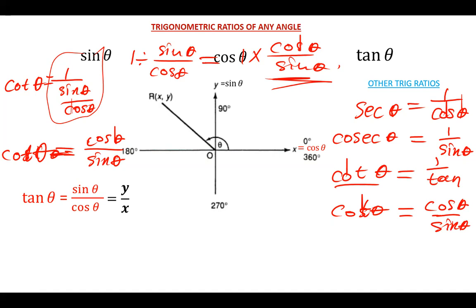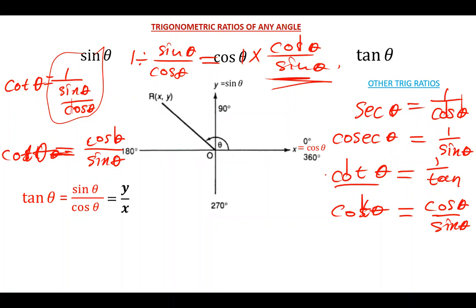These are very important in the sense that you'll be using them when solving trigonometric equations. Apart from that, you also need them when solving identities, and even when dealing with compound angles.